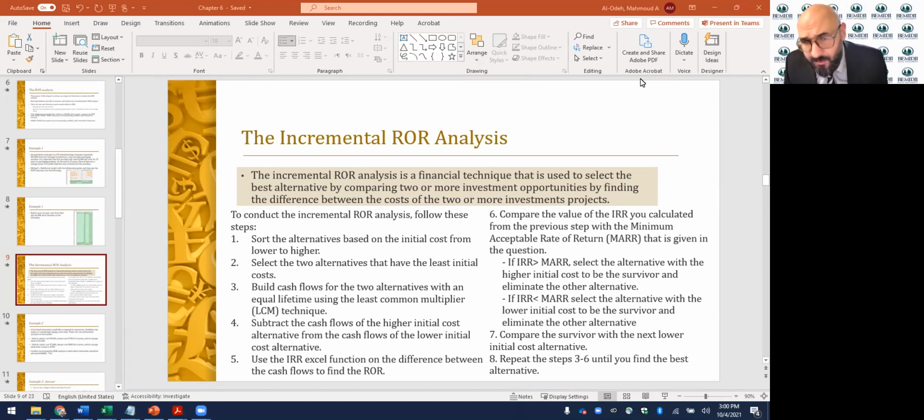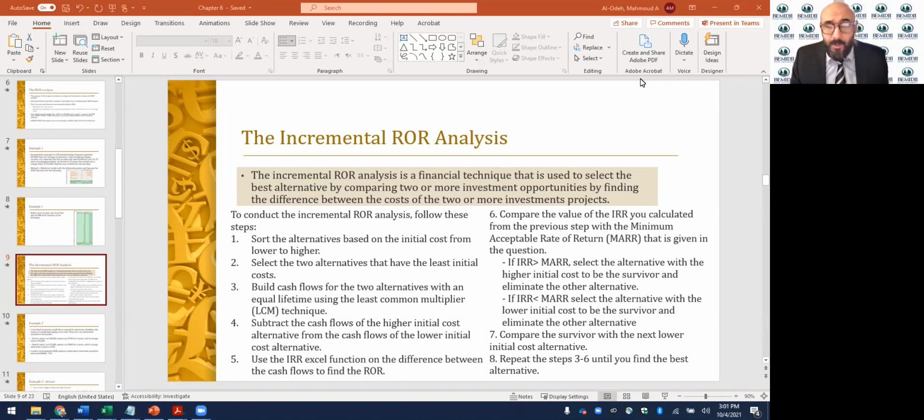Number one is sort the alternatives based on the initial cost. You look at all of these alternatives and you rank them from lower to higher. Then we start with the two that have the least initial cost, and we build cash flows for these two alternatives. We should consider the least common multiple technique.